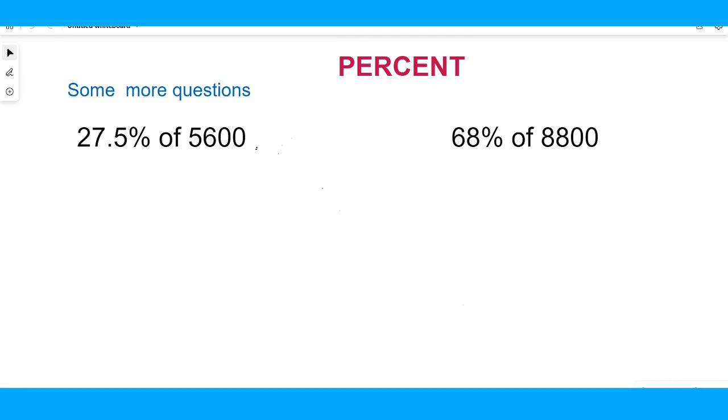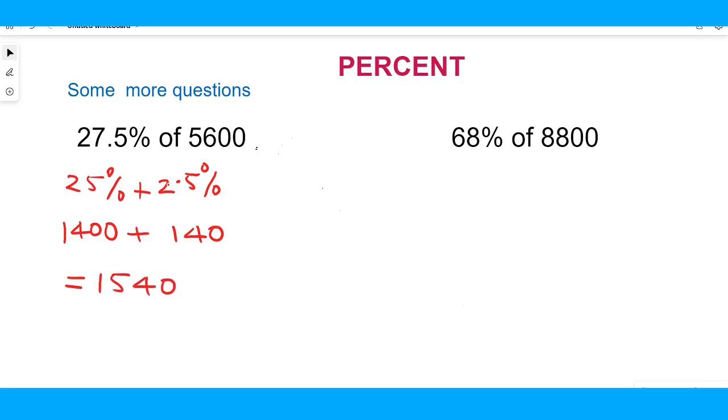27.5% of 5600. We can split 27.5% as 25% plus 2.5%. So this will be 25% plus 2.5%. 25% of 5600 is 1400, and as we know 2.5% is 1/10 of 25%. So 1/10 of 1400 is 140. This is equal to 1540. This way we can easily calculate 27.5% of 5600.